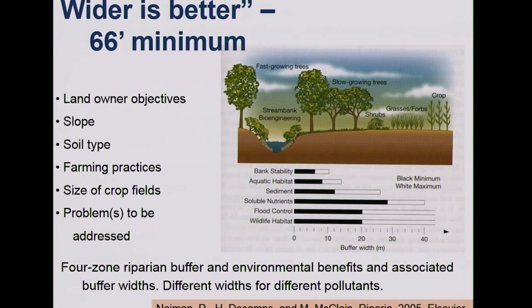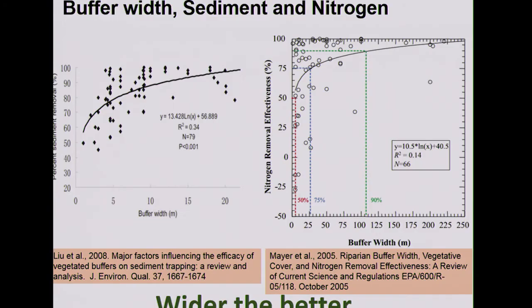You may have seen these figures. Riparian buffers improve bank stability, reduce sediment and soluble nutrients, but different buffer widths are required. Two studies have looked at this, these are 2 review studies. They used about 17 to 120 papers to understand the effect of buffer width on reduction of sediment and nutrients. As you see here, wider the better.